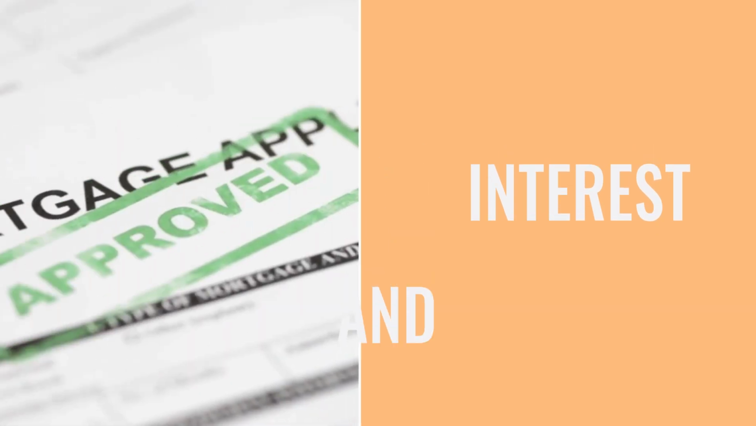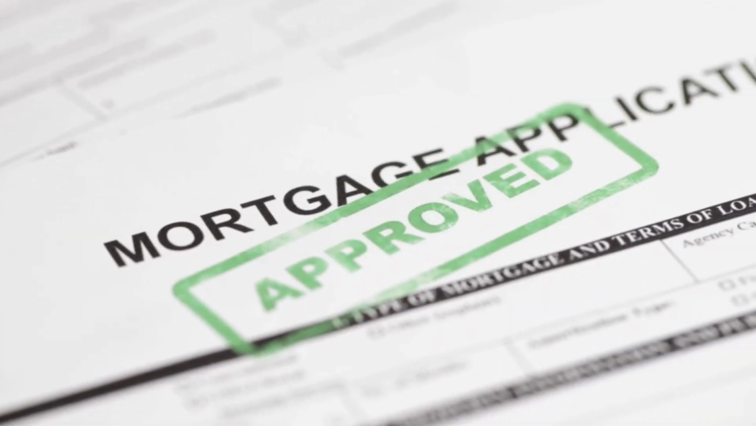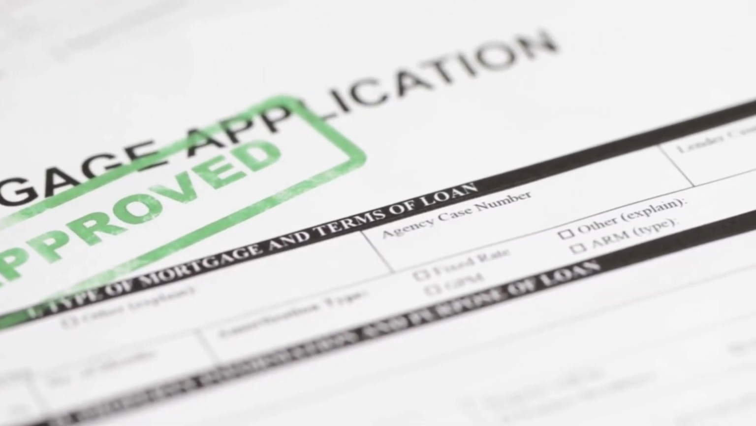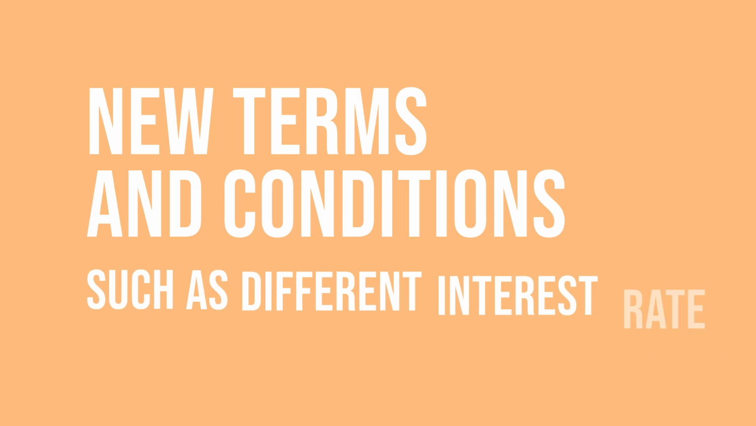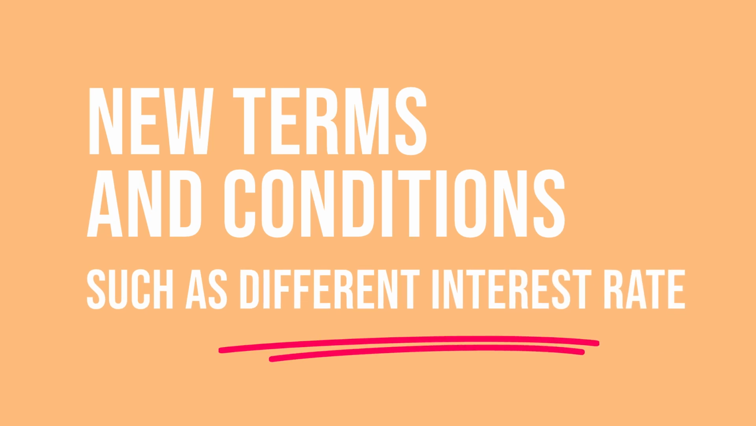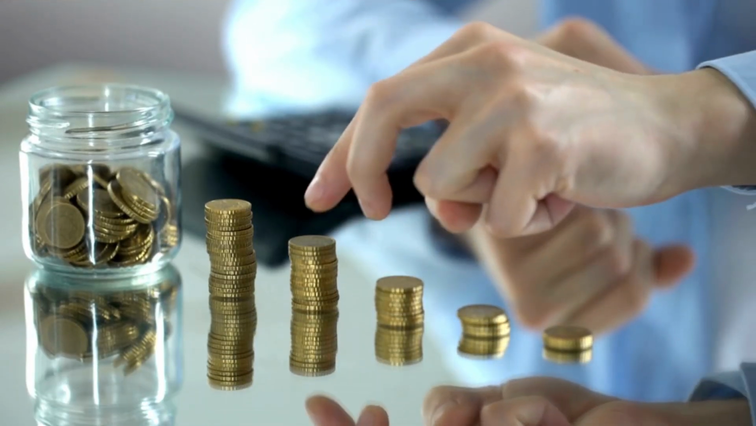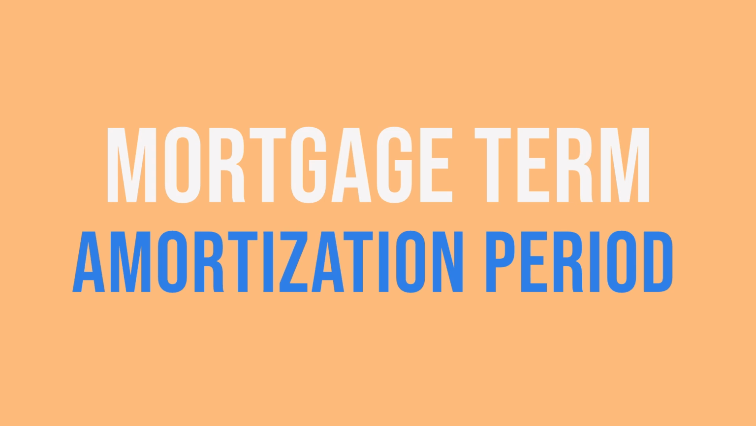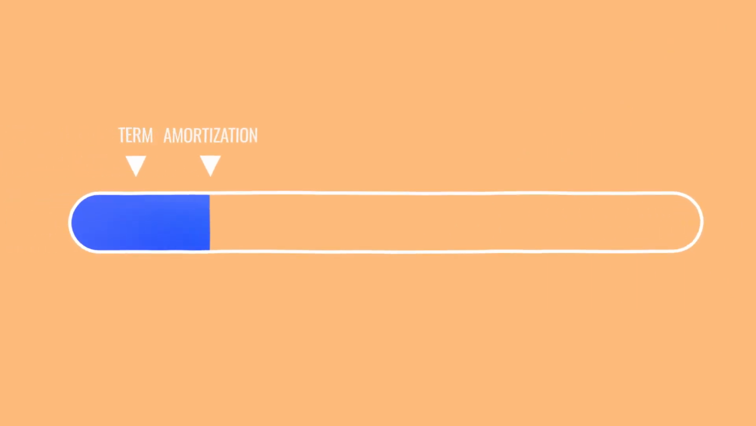During the term period, the borrower makes regular payments of principal and interest based on the terms set out in the mortgage agreement. At the end of the term period, the borrower must either pay off the remaining balance or renew the mortgage for a new term, potentially with new terms and conditions, such as a different interest rate. The length of the term can influence the stability of payments and the total interest paid over the life of the mortgage. It's important to distinguish the mortgage term from the amortization period, which is the total time it will take to pay off the entire mortgage if regular payments are made. The amortization is usually longer than the term.